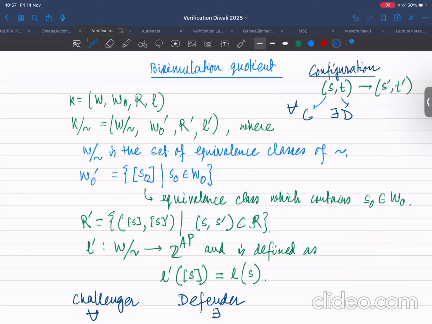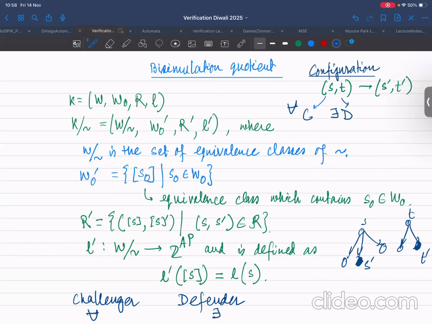Suppose the challenger chose some successor, this successor. The defender may have several possibilities, but the defender chose this successor. So now the game is here at S, T, and now the game is at S prime, T prime. From here, how should the game evolve?